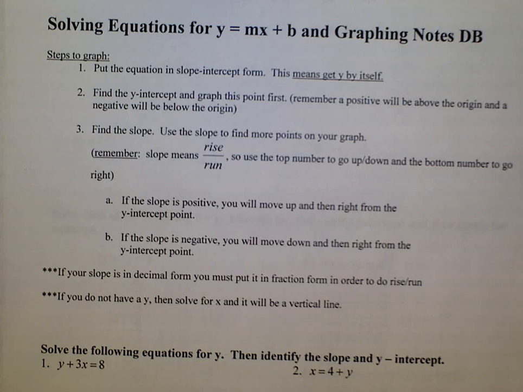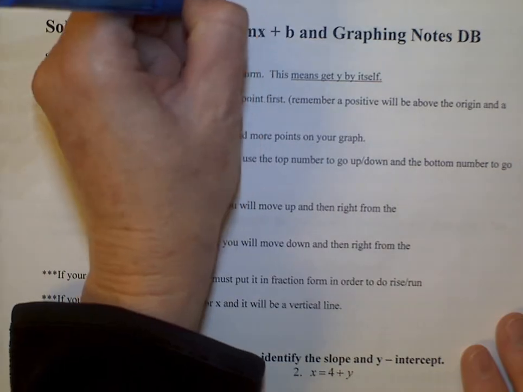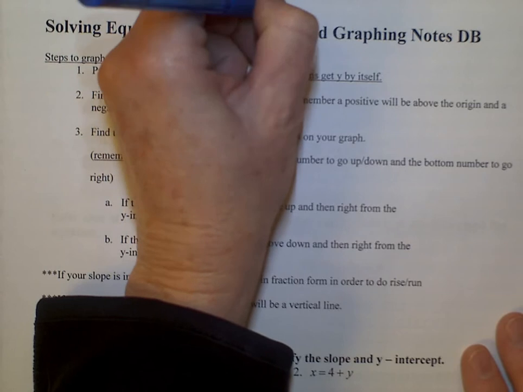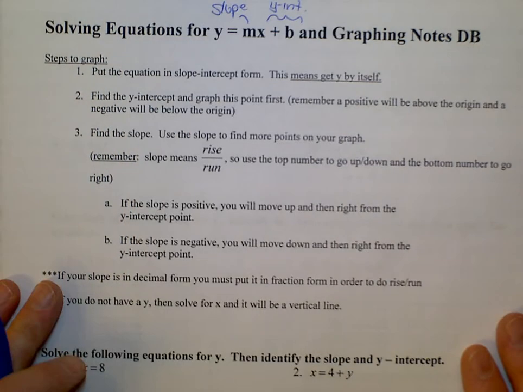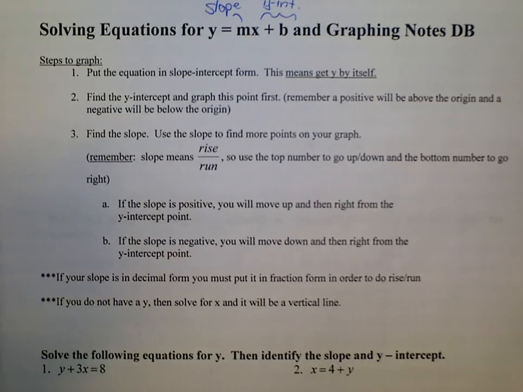Alrighty, this is solving equations for the y equals mx plus b and graphing notes, but our equations are not going to be in the y equals mx plus b form. Remember, this is your slope, this is the y-intercept, okay? So what we're going to have to do is put the equation in slope-intercept form.